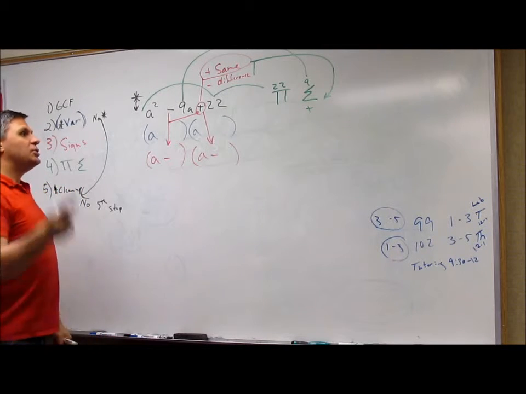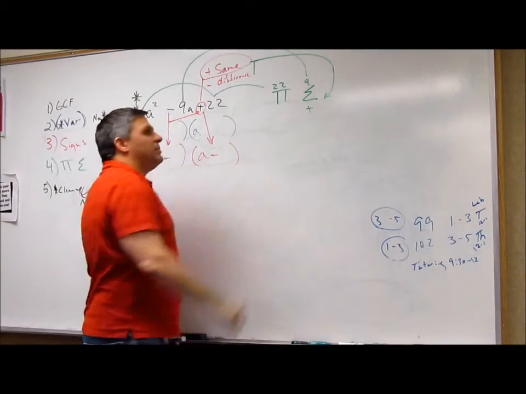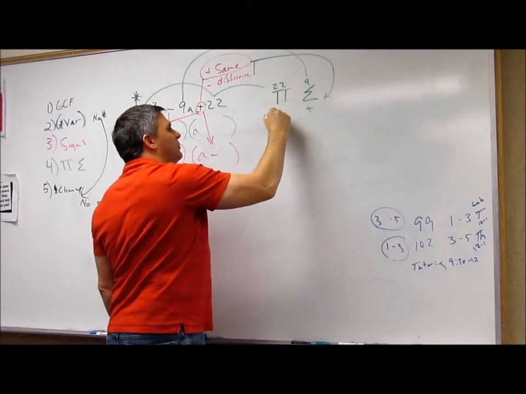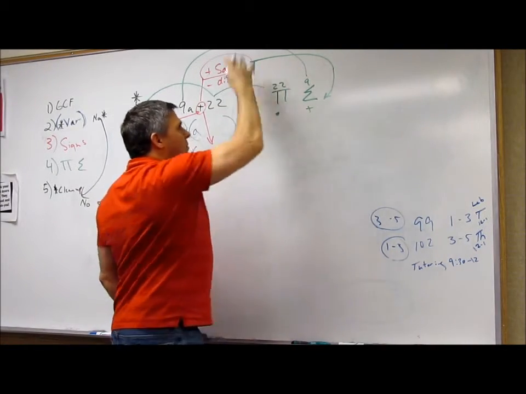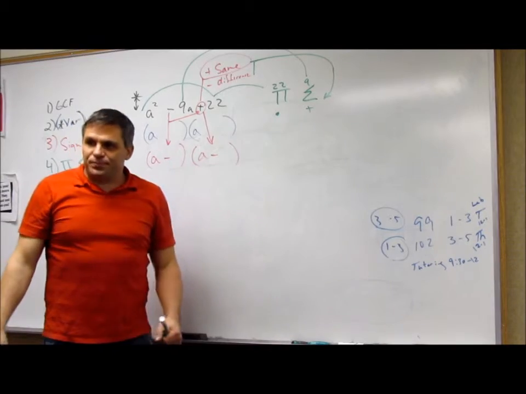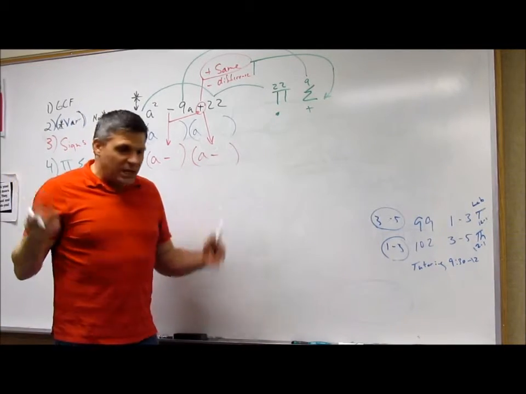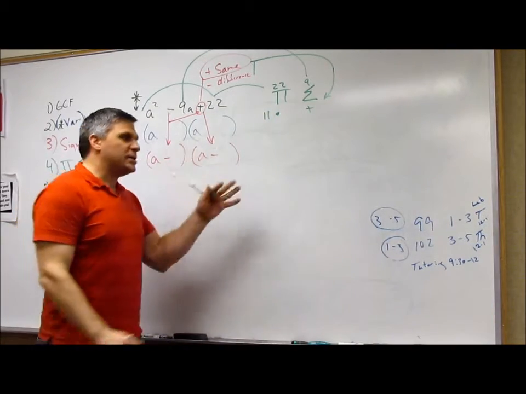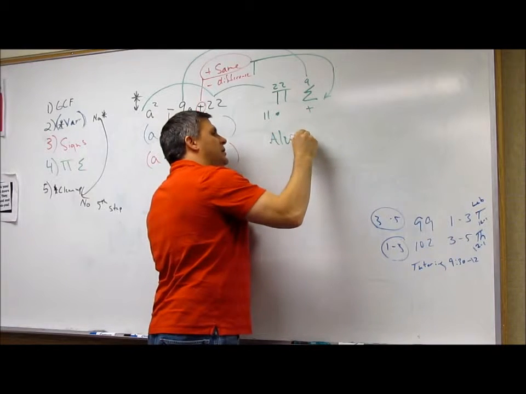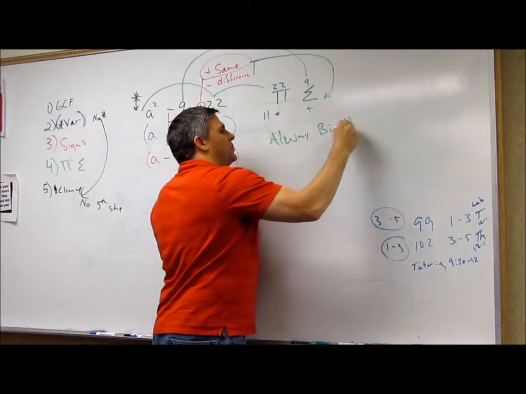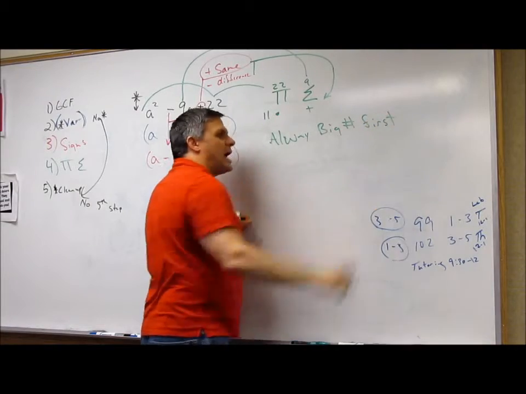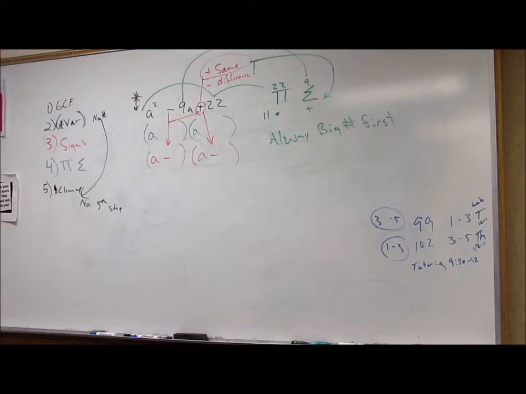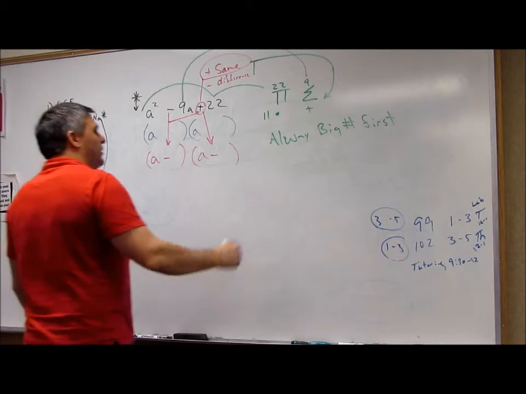So I need two numbers that multiply to be 22, but add to be 9. Add to be 9. Multiply to be 22. So with two numbers, I could go, okay, 11 and 2. Always biggest number first. Big number first. Absolutely, positively, must do, always big number first. 11, 2.